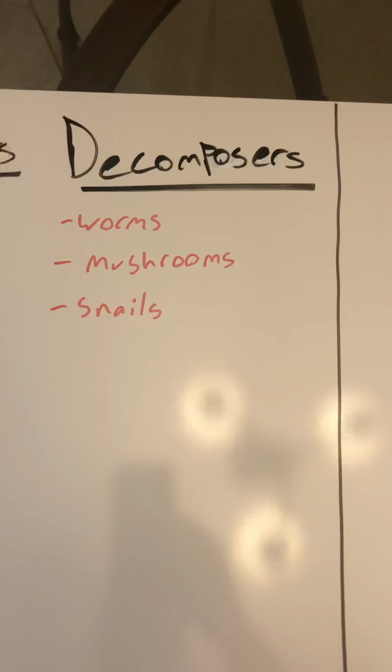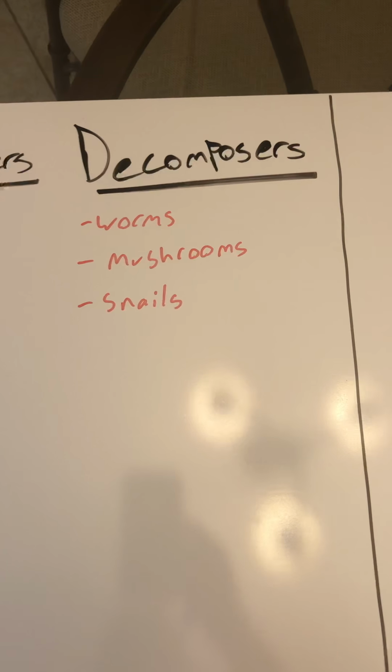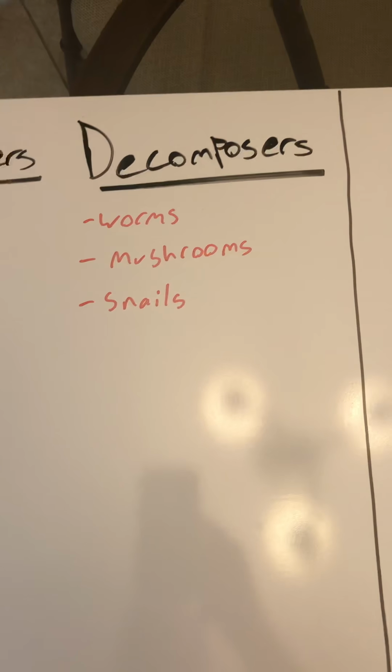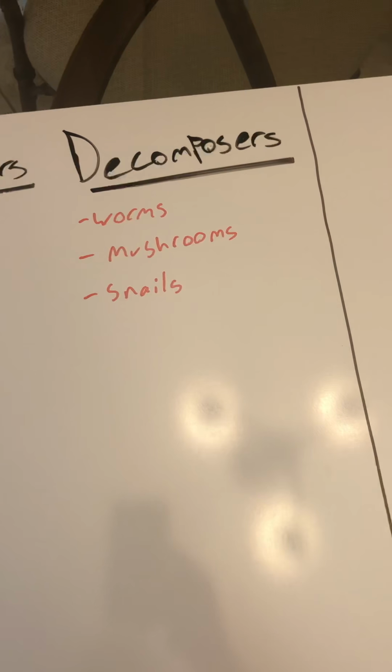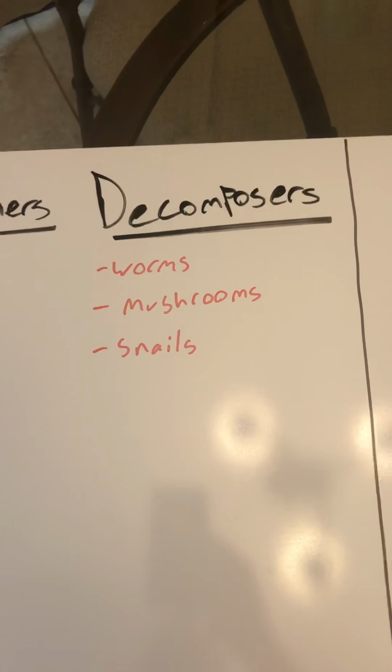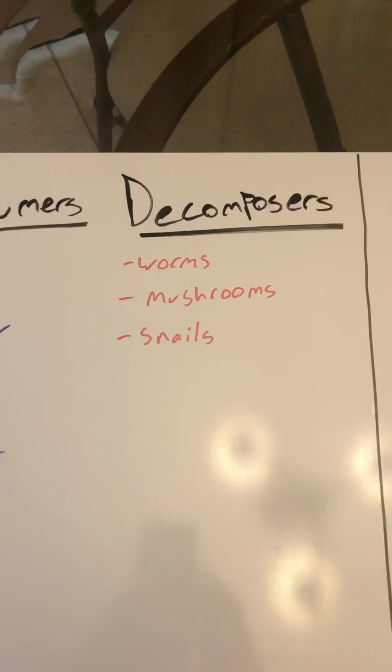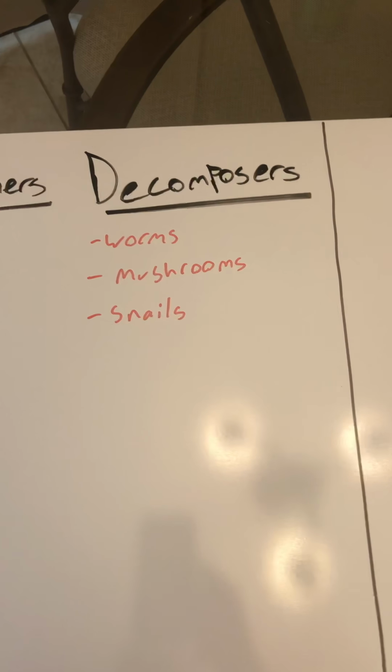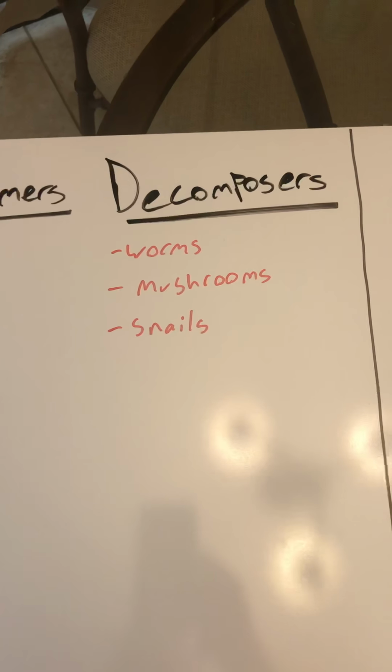And then our third list is decomposers. Remember, those are the things that break down the other things and return them back to dirt so the cycle can start over. For us here in Florida, we have worms, mushrooms, and snails. Those are probably pretty similar to the things you will have in Iowa.